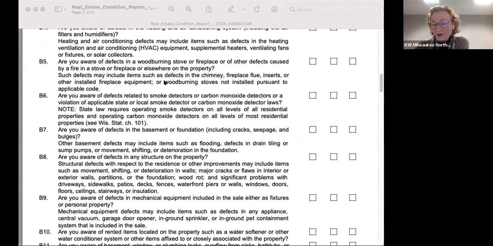I'm going to quickly go to the slides that I used in the team meeting a few weeks ago, just to reemphasize what is memorable with our use of this real estate condition report.